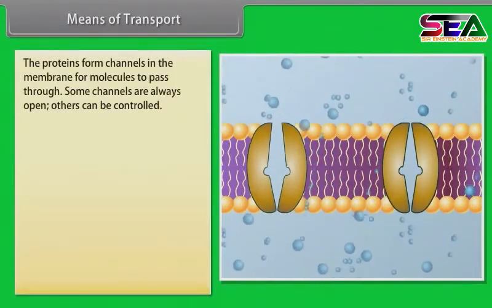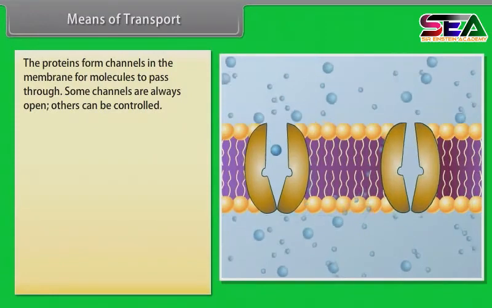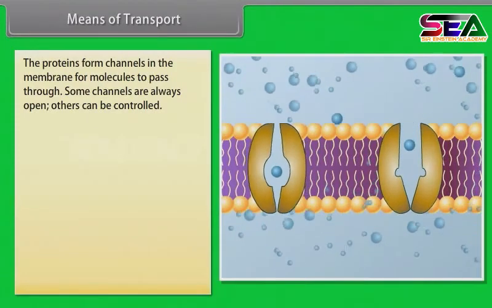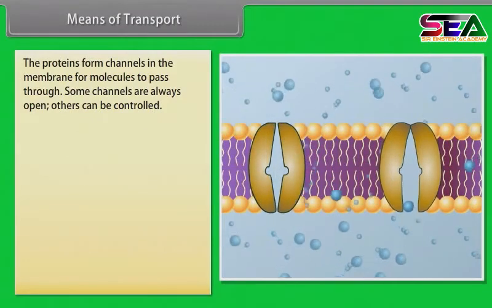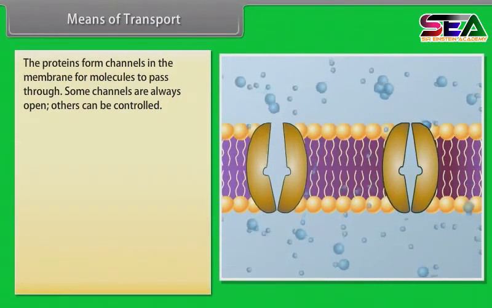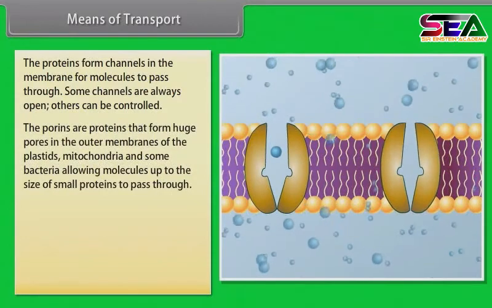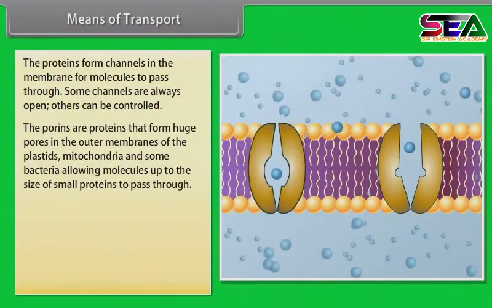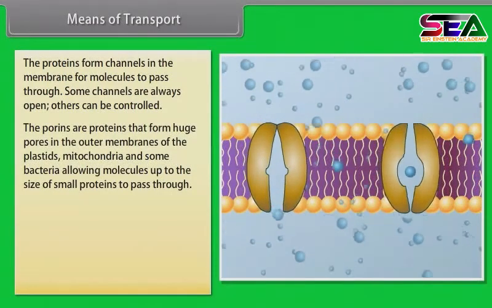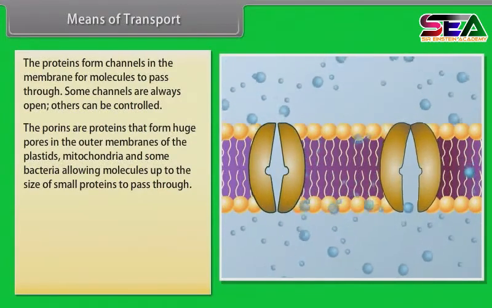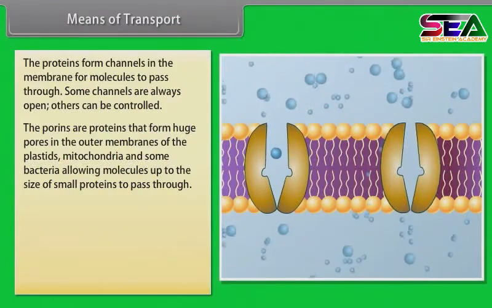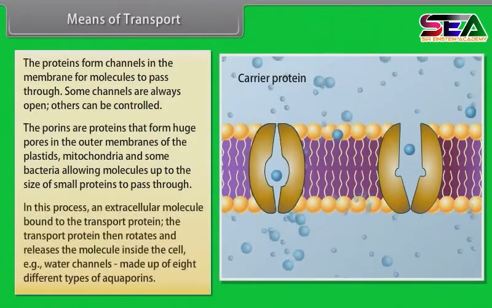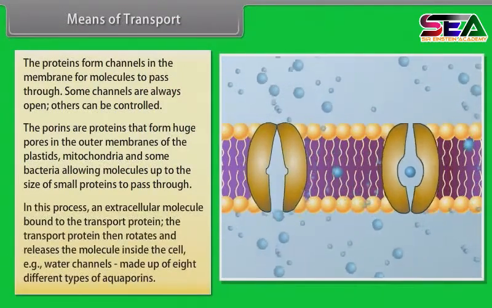The proteins form channels in the membrane for molecules to pass through. Some channels are always open, others can be controlled. Some are large, allowing a variety of molecules to cross. The porins are proteins that form huge pores in the outer membranes of the plastids, mitochondria, and some bacteria, allowing molecules up to the size of small proteins to pass through.